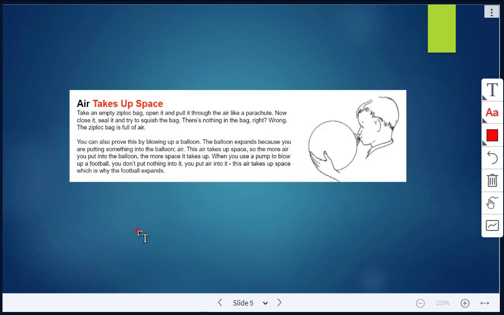The more air you put into the balloon, the more space it's going to take up. If you use a pump, for example, to blow up a basketball or a football, you're putting air into it, and that air is taking up space. That is why the football expands.